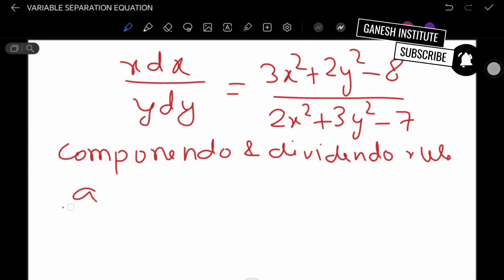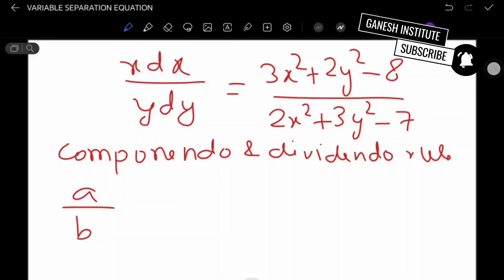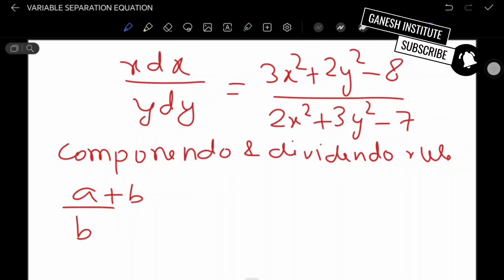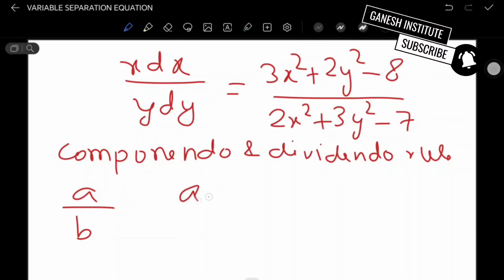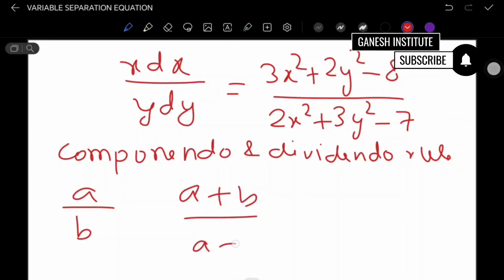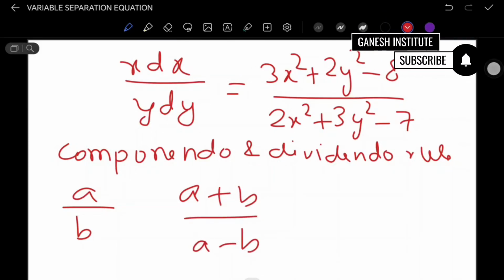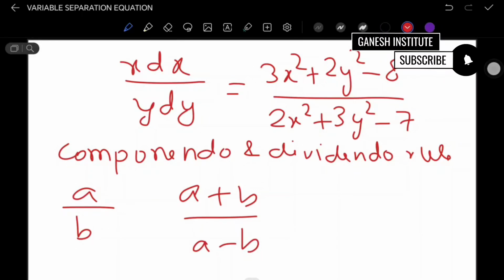So let's say I have a fraction a by b. If I want to apply componendo dividendo, that means you need to do numerator plus denominator divided by numerator minus denominator on both of the sides. Okay, this is what you are supposed to do. So let's try.